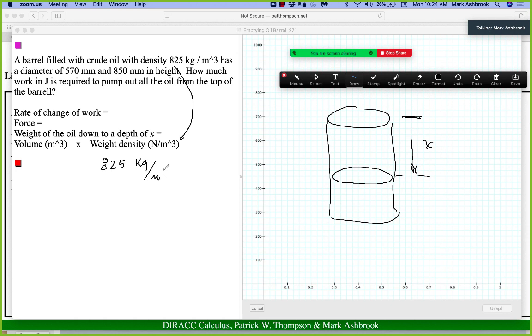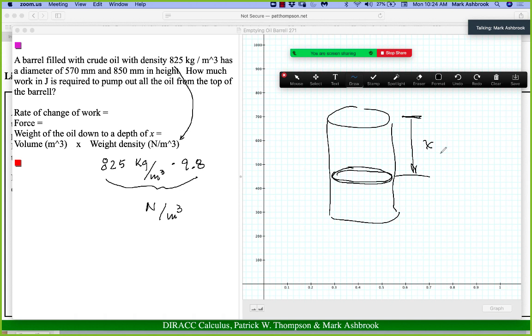Yeah, this is where we're going to use the mg, right? So this is where we're going to multiply by the 9.8, and that will give us weight density in newtons per meter cubed. And then we're going to take that weight density and multiply by the volume, and we'll get the weight of that. And that'll be the force associated with the work to get that much oil out. Or actually, it's associated with the work to get the thin layer at the bottom out, okay?